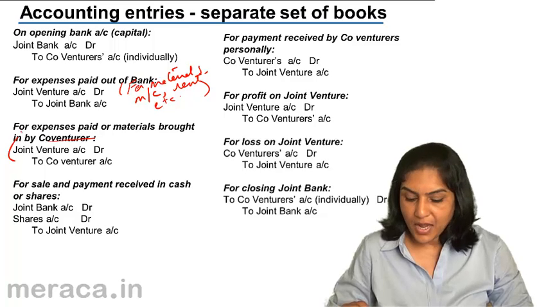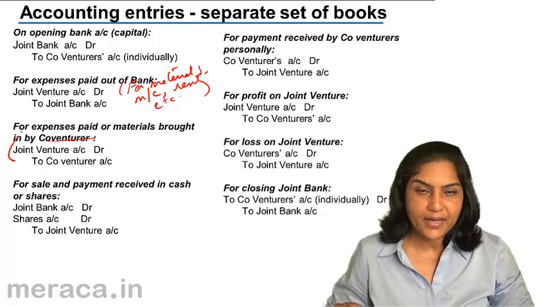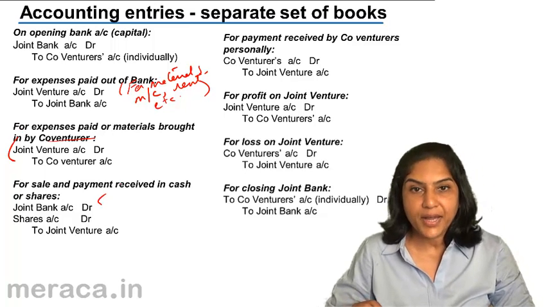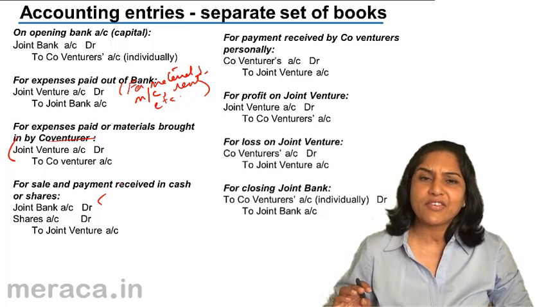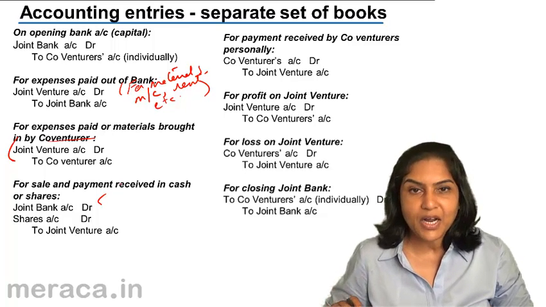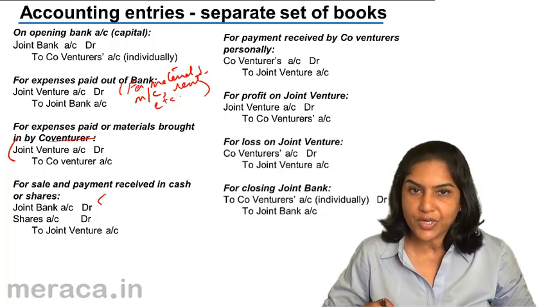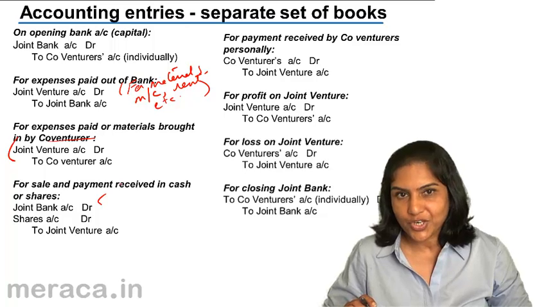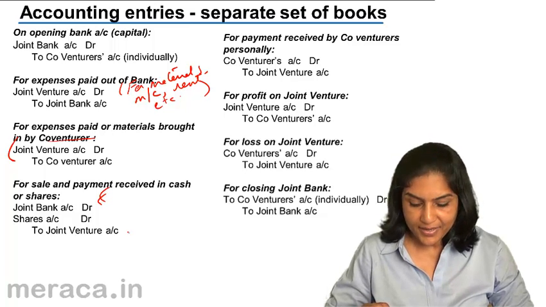For sale, when there is a sale and payment is received in cash or it may be in shares, assuming that this cash is received in the form of a cheque and is deposited into the bank, then it would be a joint bank account debit. And what is credited? Since it's an income of the venture, we credit the joint venture account. We don't have a separate sales account, or a separate income account or commission account. We just credit joint venture. Any expense, debit joint venture; any income, whether it be sales, commission, or any other income, we simply credit the joint venture account. So, joint bank account debit to joint venture is our entry.